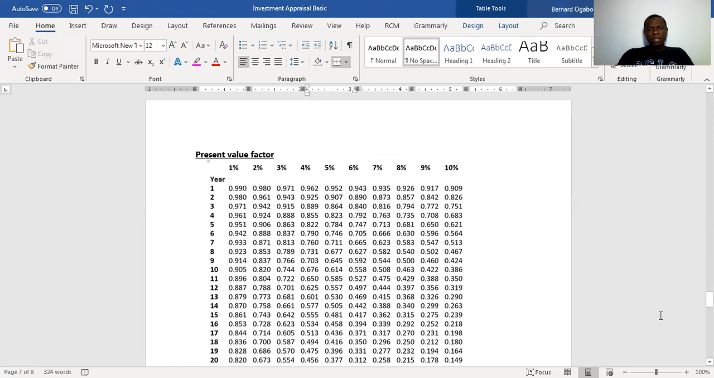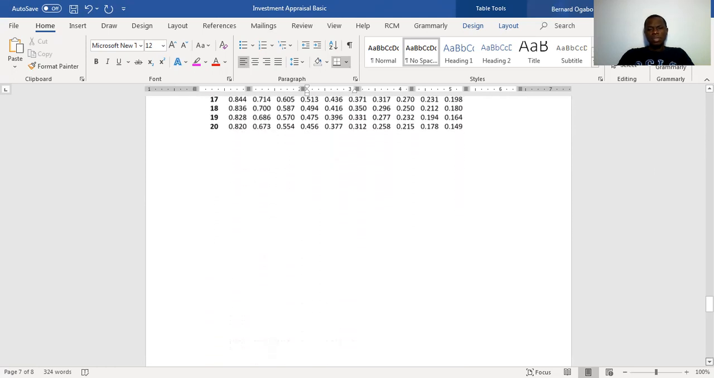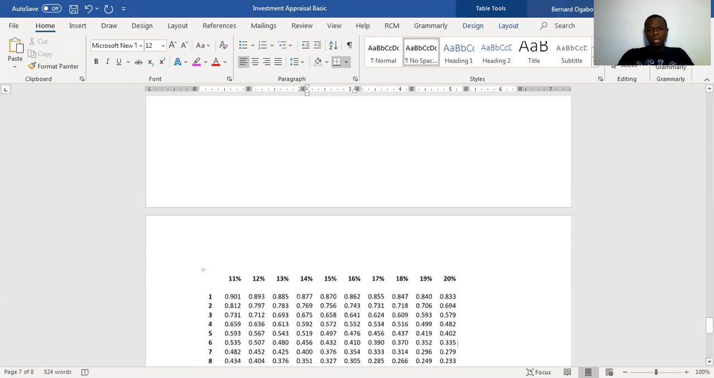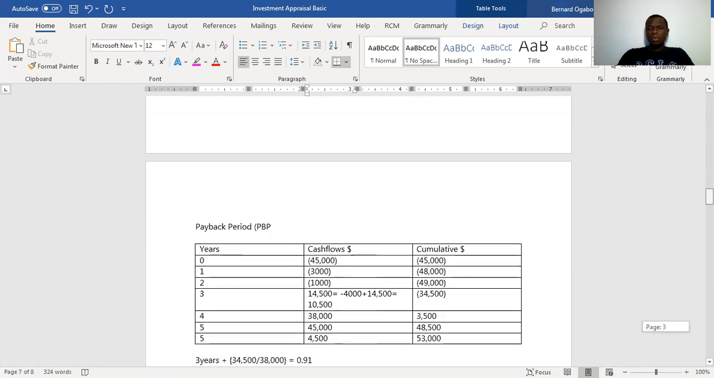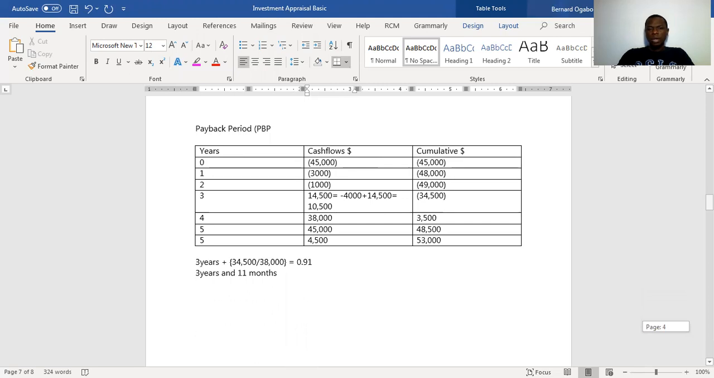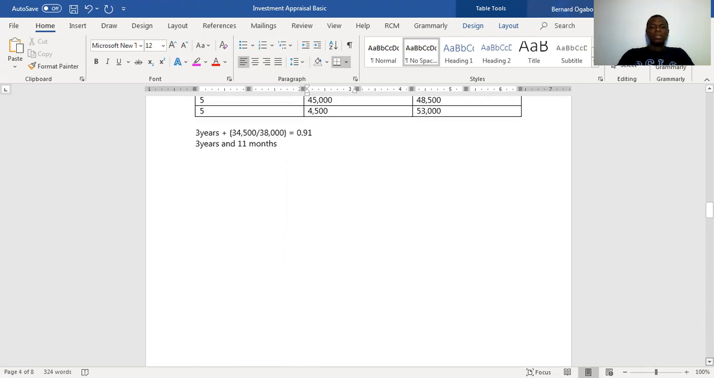So this is the present value factor table. If I was looking for 10% year one, this is it. Year two, this is it. But I'm looking for 12%, which is actually under here. So the present value table is also uploaded for you to download. That's what I forgot to mention earlier. So you need to download the present value table, and then we are going to use it here.